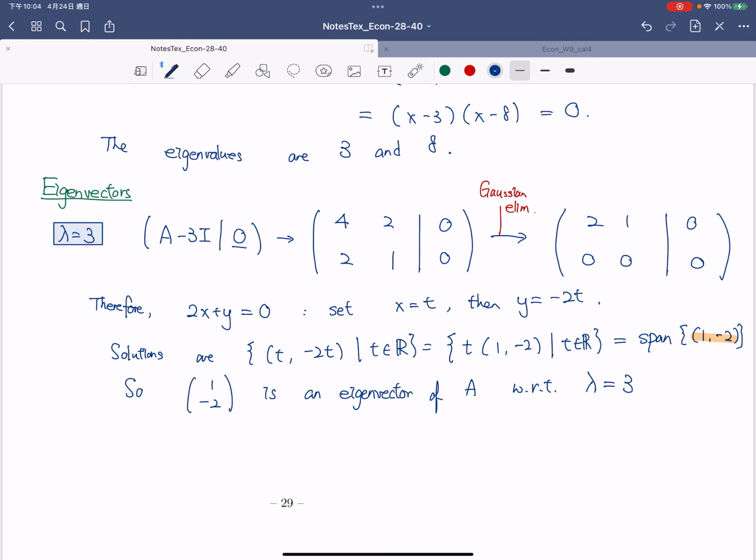But you may ask, do I have to take 1, comma, minus 2? Actually, no. You can take any multiple of it, okay? Because you can take anything here as long as it's not the zero vector. So indeed, we can take any multiple, any non-zero multiple, let me emphasize that, any non-zero multiple of (1, minus 2) as the eigenvector.